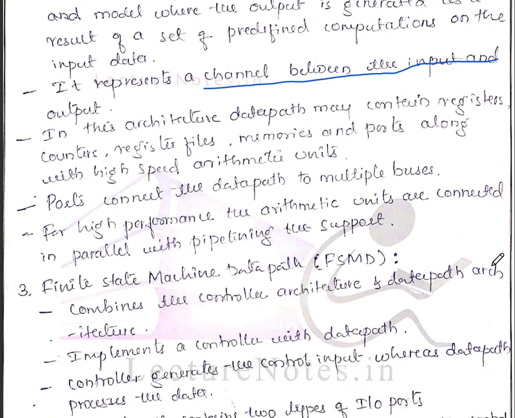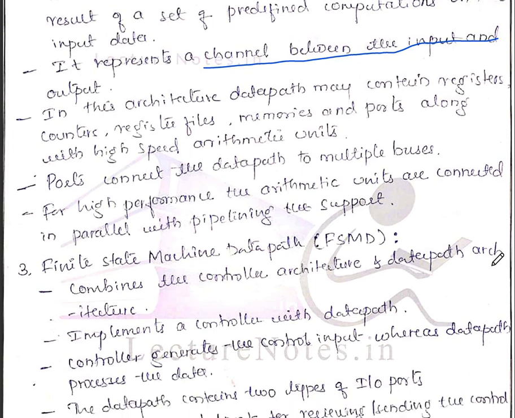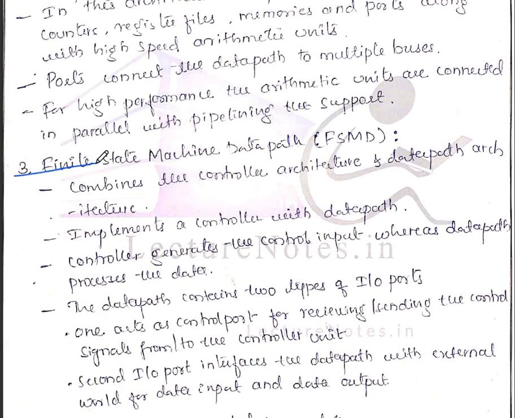And ports are connected to the data path along with the multiple buses. For high performance, the arithmetic units are connected in parallel with the pipelining support. And the third type of architecture would be finite state machine data path, which combines the controller architecture as well as the data path architecture.